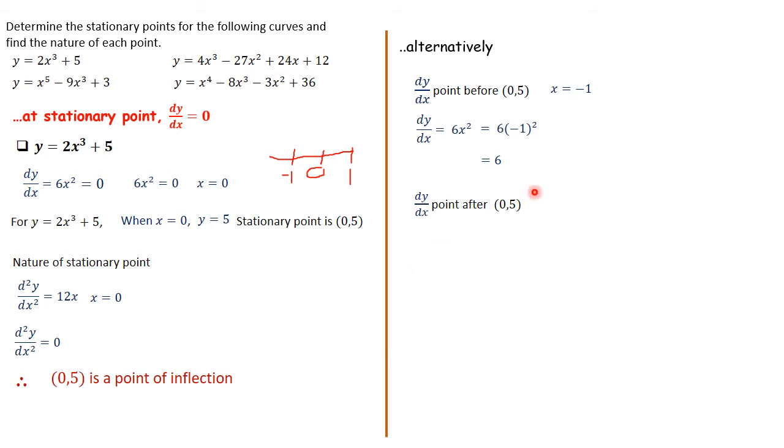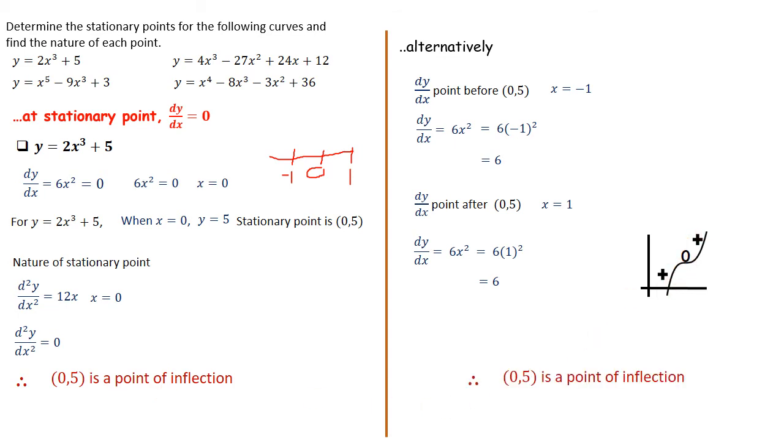What about after that? We take the point 1. Putting x to be 1, again it'll be 6. That means it's positive, 0, then positive. That makes it a point of inflection, and therefore it is this sort of thing: positive, 0, positive. It's a point of inflection. Yeah, and I think that's clear.